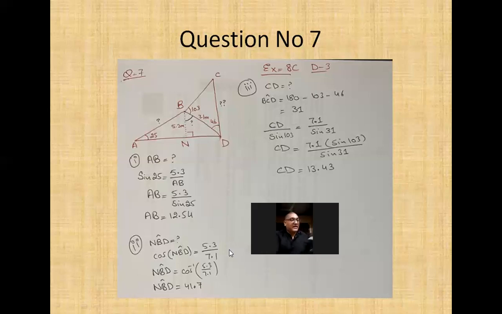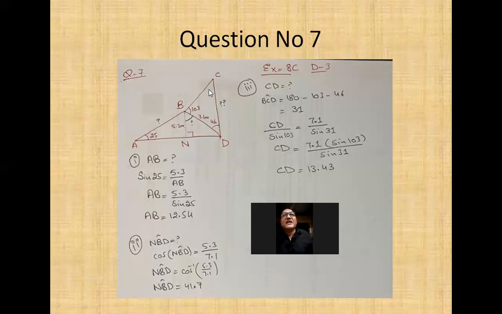The third part is the length of the metal bar CD. So we want to find out the length of the metal bar CD. This side is the question. If you look at this triangle, I know this angle B, which is 103, and I know this angle D, which is 46. I can find this third angle, BCD. That will be 180 minus 103 minus 46, and that will give me 31.